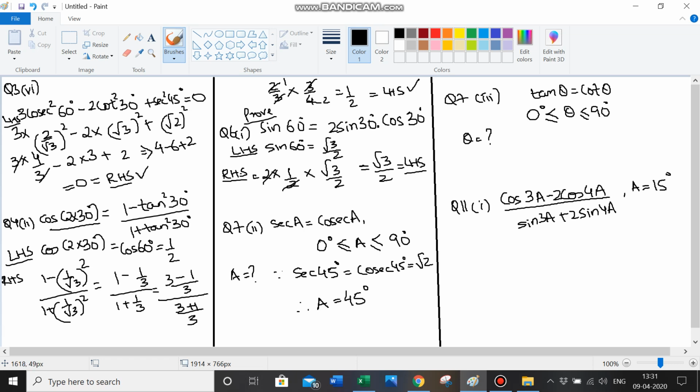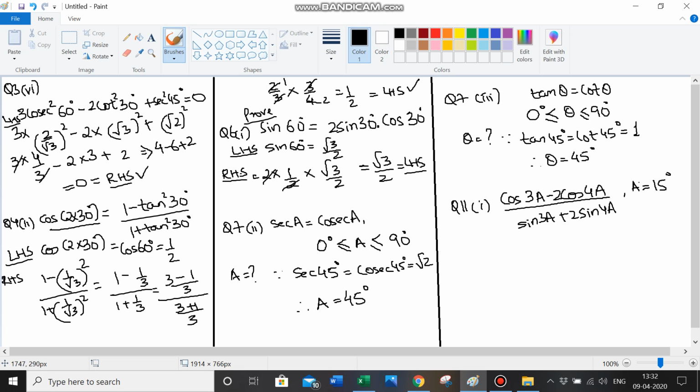Tan theta is equal to cot theta, and theta is between 0 degree and 90 degree. Find the value of theta. Let's look at the table again and see if any value of tan and cot is equal. Yes, tan 45. So since tan 45 degree is equal to cot 45 degree is equal to 1, therefore theta is equal to 45 degree. Let's move on to question 11, part 1.